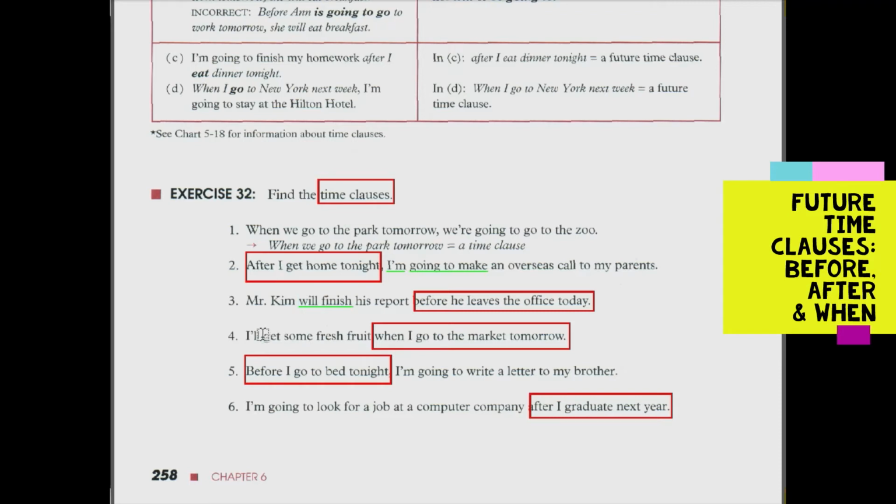Remember that the time clause for the future is in the present simple. After I get home: get is in the present simple. Leaves is present simple, go is present simple, graduate is also present simple.